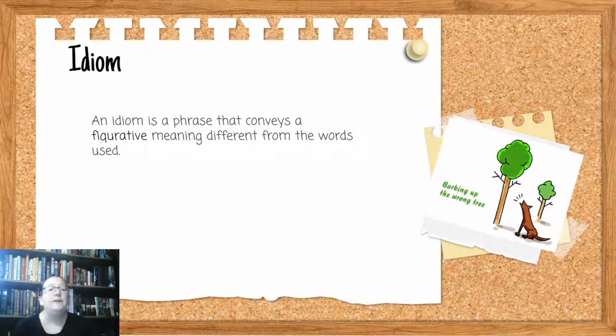An idiom is a phrase that has a figurative meaning. So it has no literal meaning. Like the example here, we see barking up the wrong tree. It doesn't mean that a dog is barking at a tree or that anything is climbing a tree. It just means that we're headed in the wrong direction.